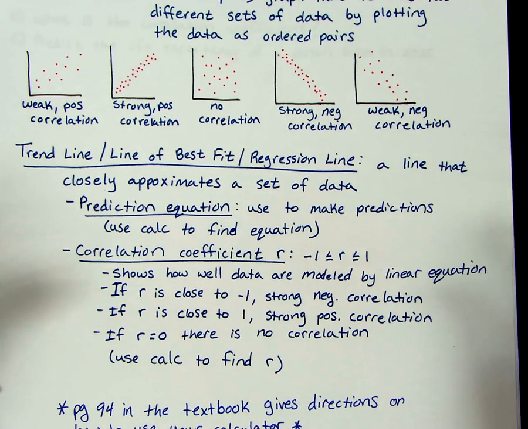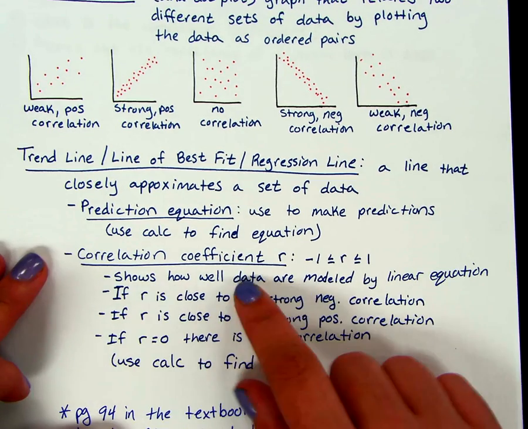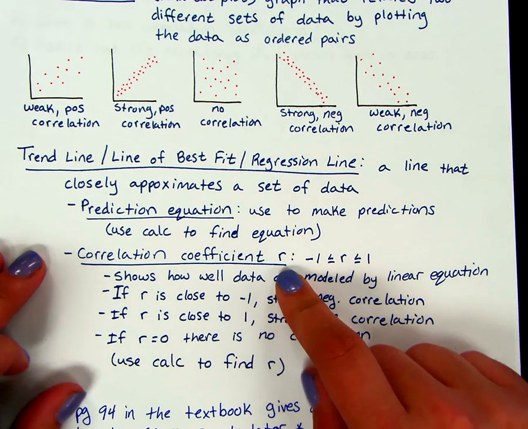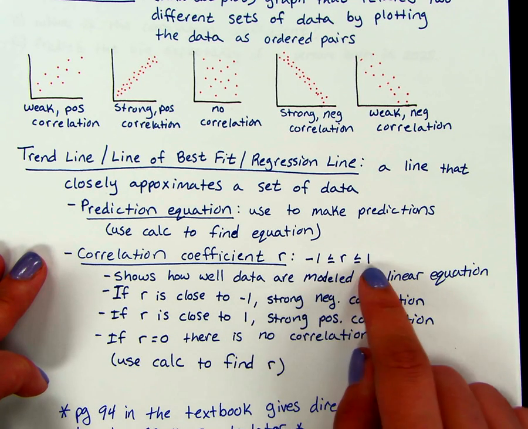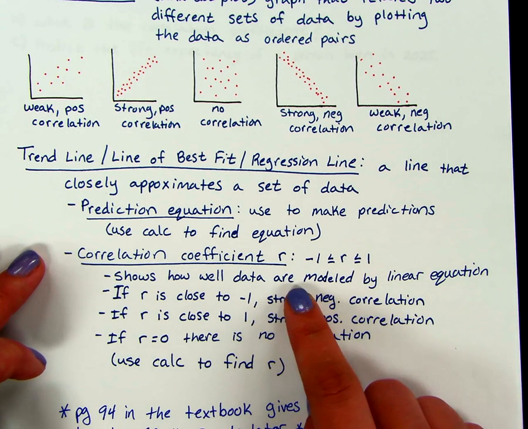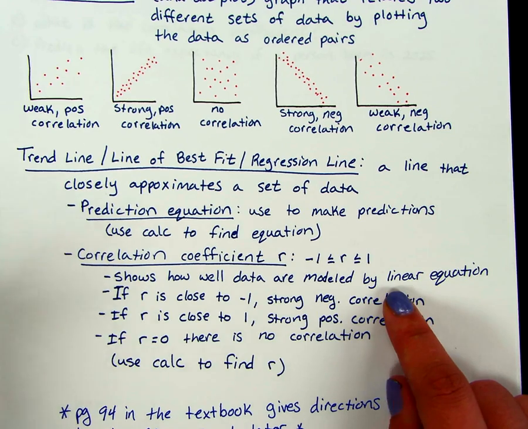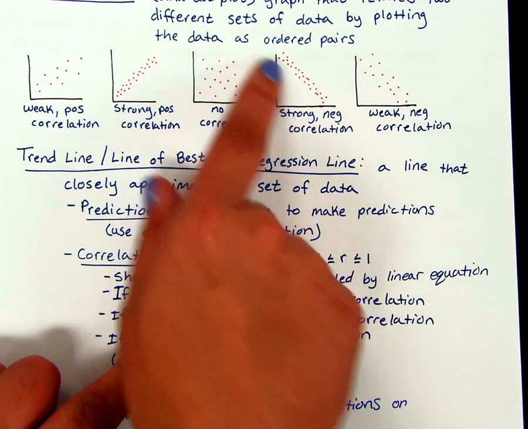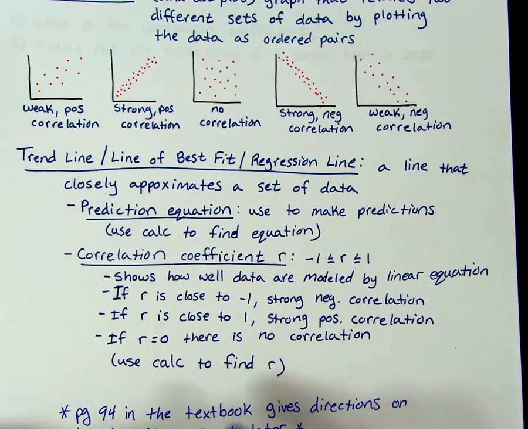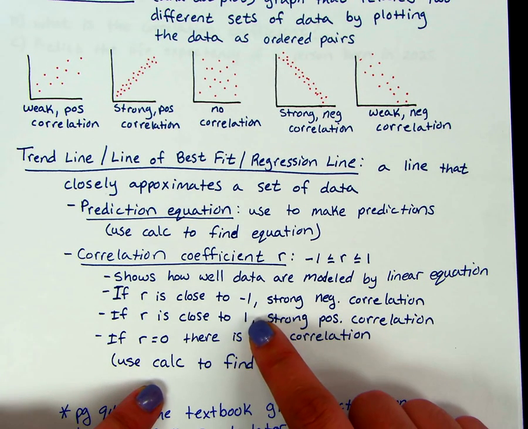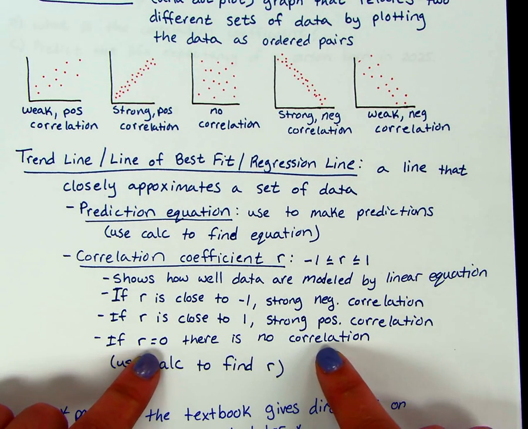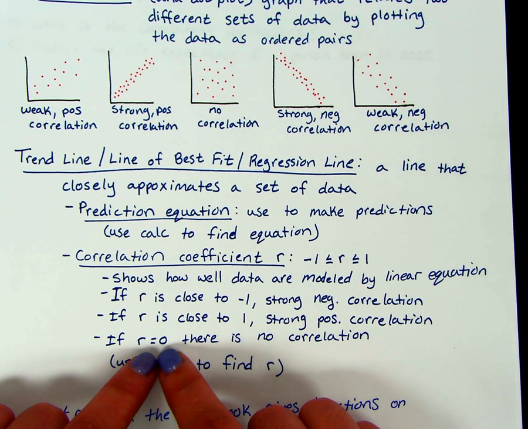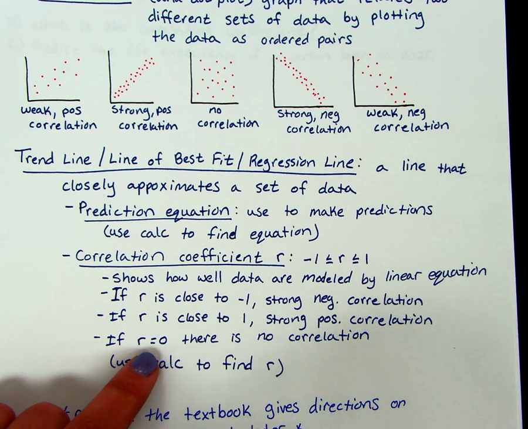Now with this, when we start making predictions, we have something called our correlation coefficient, and we're going to use an R to represent that. So this correlation coefficient is going to be between -1 and 1, and it just shows how well our data is actually modeled by our equation. So if we have a strong positive or a strong negative, that number should be really close to either -1 or +1. So the closer it is to 1 or -1, the stronger the correlation is. If it's 0, there is no correlation. And the closer the number is to 0, the weaker that the correlation is going to be.